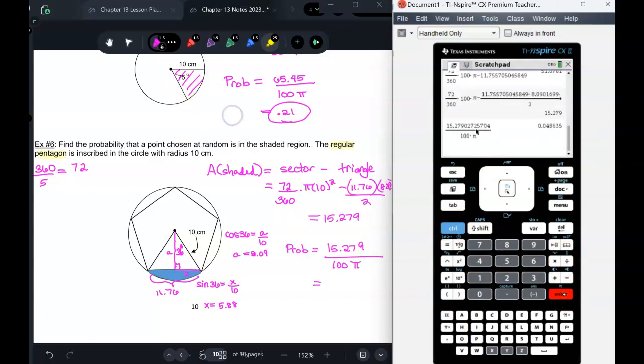It better be 0.16. Oh my god. I could have guessed that. What was our guess?